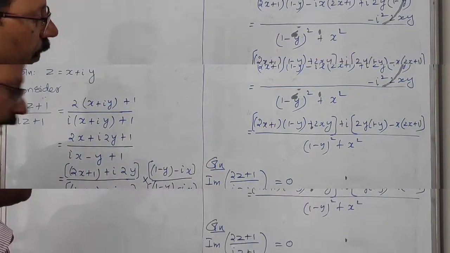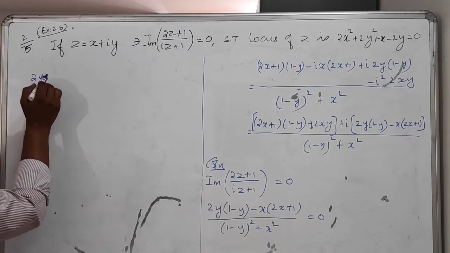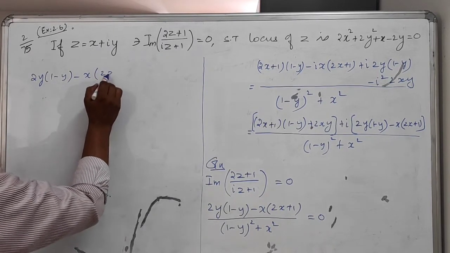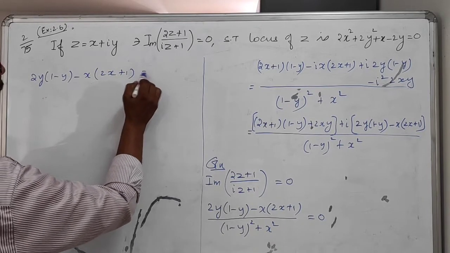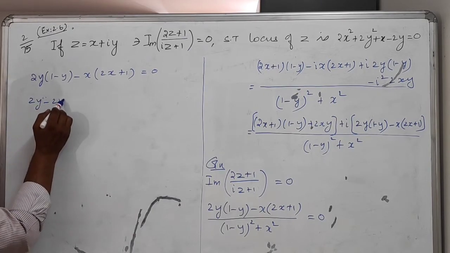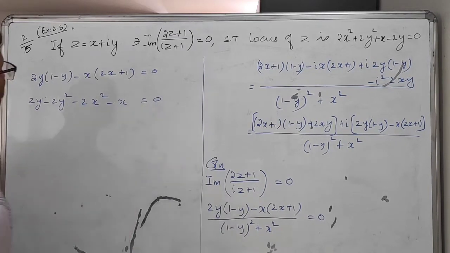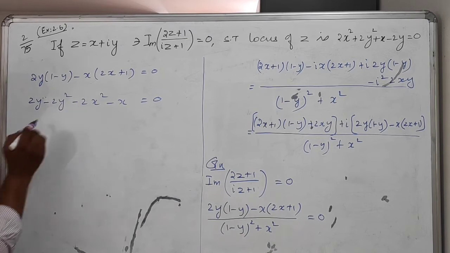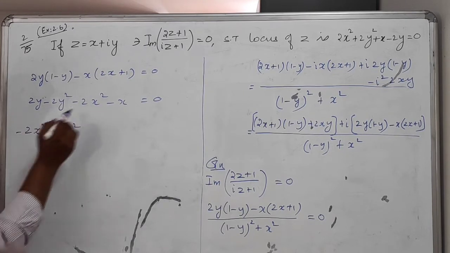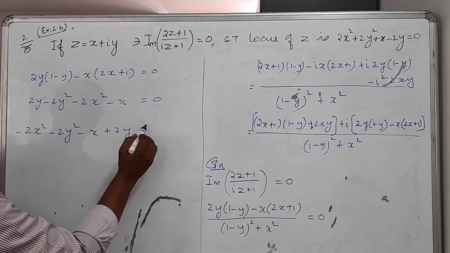Then after that, if you take this part to the right hand side, it becomes 0. Therefore, you can write 2y into 1 minus y minus x into 2x plus 1 equal to 0. Now try to remove the bracket. You can write 2y minus 2y square minus 2x square minus x is equal to 0. Now first you write in order, that is minus 2x square minus 2y square, then minus x plus 2y is equal to 0.